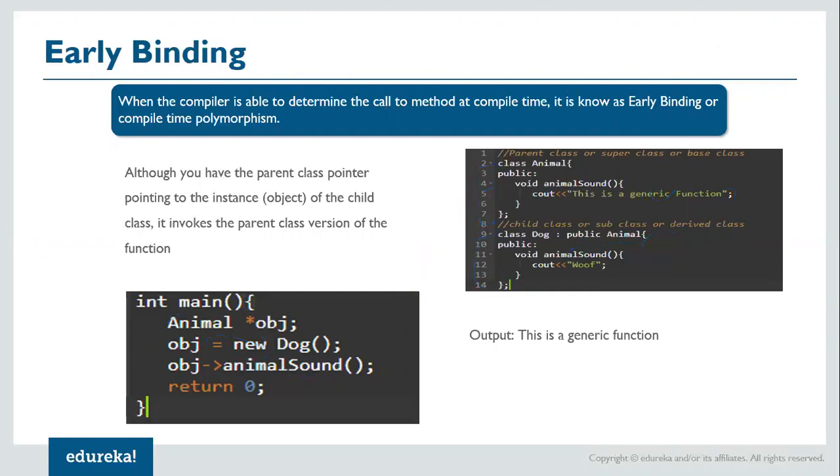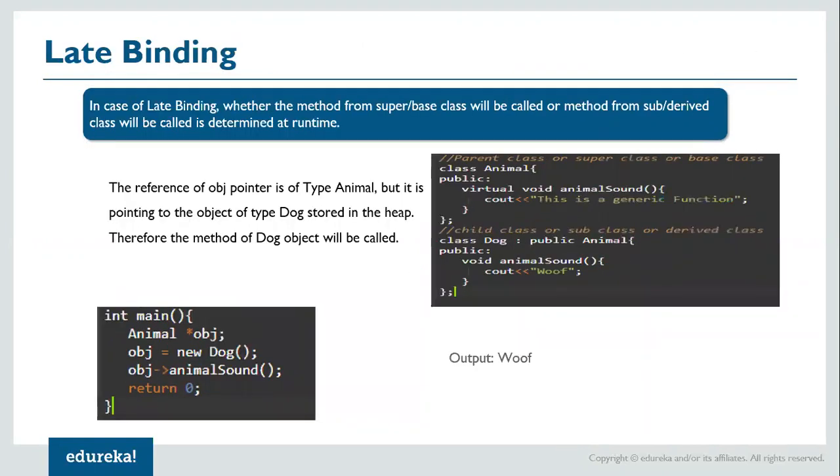Now let us try to understand late binding. In late binding, whether the method from the super or base class will be called, or the method from the sub or derived class will be called, is determined at runtime, or when the program is running. Now, same example, animal and dog extending animal.